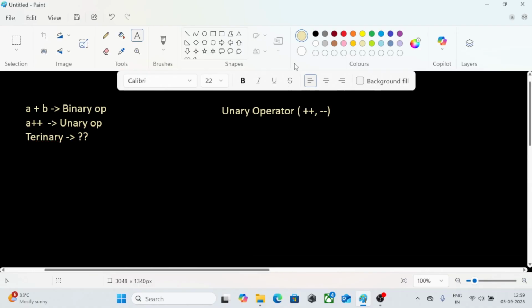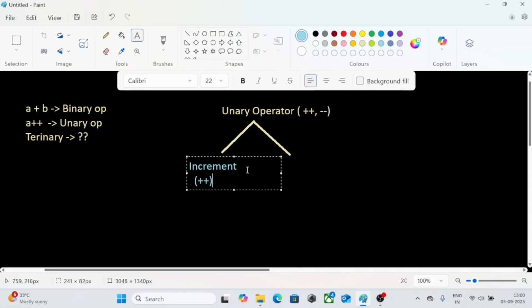Let us come back to unary operator once again. Unary operators are of two types, guys. One is the increment operator, which contains the plus plus symbol. And one more is the decrement operator. What is the symbol of the decrement operator? Hope you guys know this. You are intelligent fellows, right?